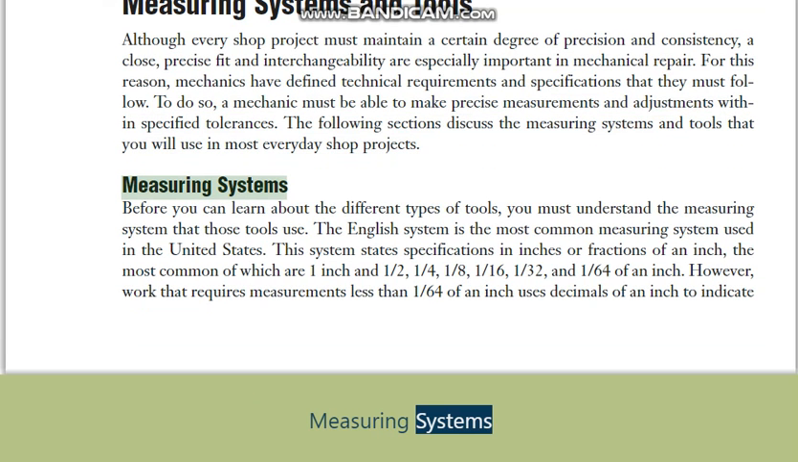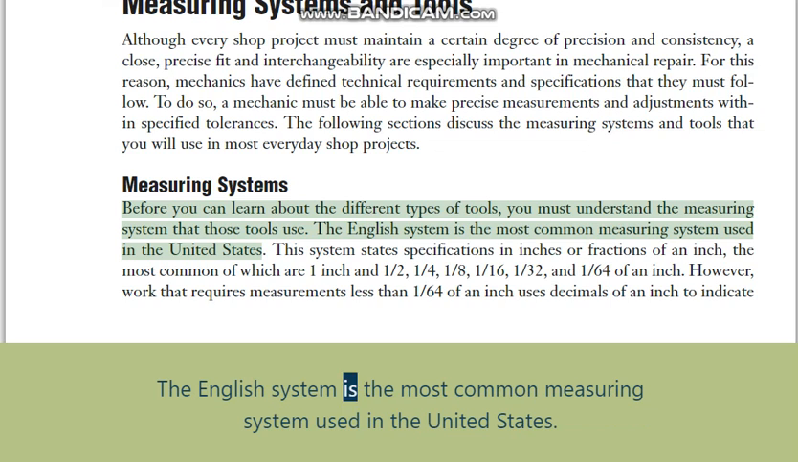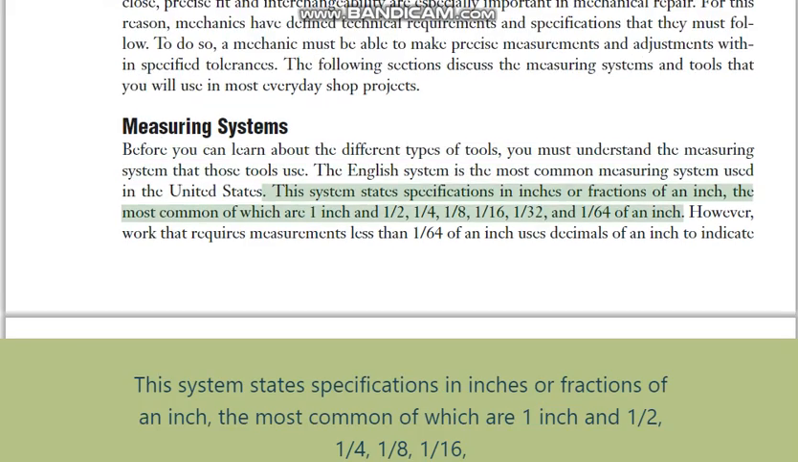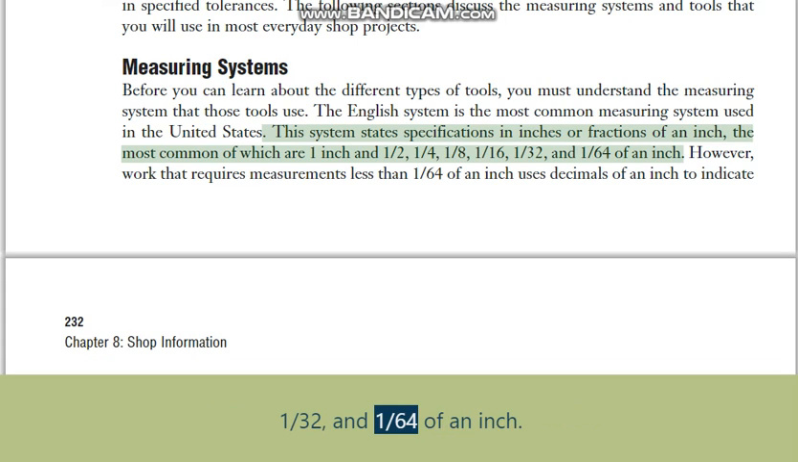Measuring systems. Before you can learn about the different types of tools, you must understand the measuring system that those tools use. The English system is the most common measuring system used in the United States. This system states specifications in inches or fractions of an inch, the most common of which are 1 inch and 1/2, 1/4, 1/8, 1/16, 1/32, and 1/64 of an inch.